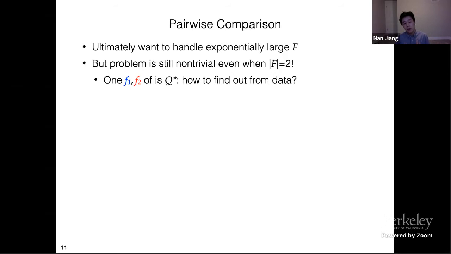So recall that our problem is that we have an exponentially large function class F, one of which is Q star, and we want to identify that from the batch data. It turns out that you don't need to go to exponentially large F. Even if F only has 2 functions, this is already a very non-trivial problem and has bothered me for more than 5 years. But actually, after I realized the solution, I thought, why did I spend 5 years to arrive at this? Anyway, the problem is this: you have 2 functions, F1 and F2. One of them is Q star, you don't know which, but you do want to find that out from data.